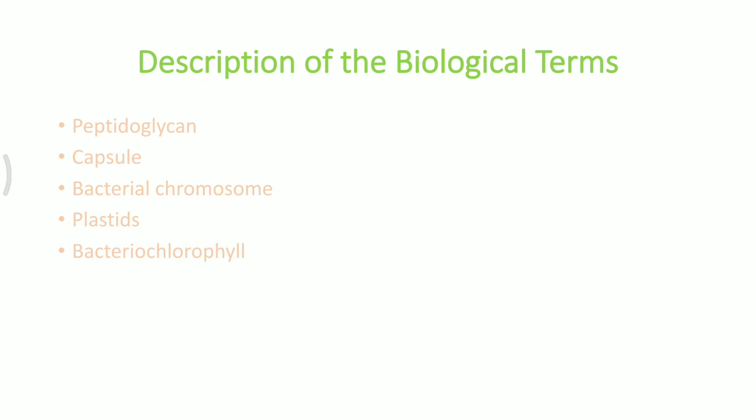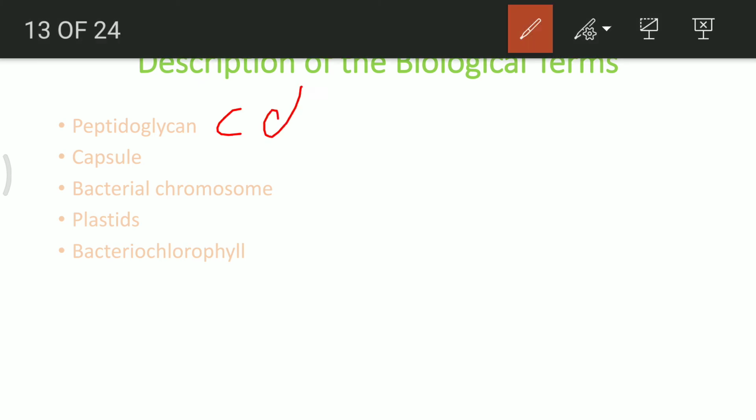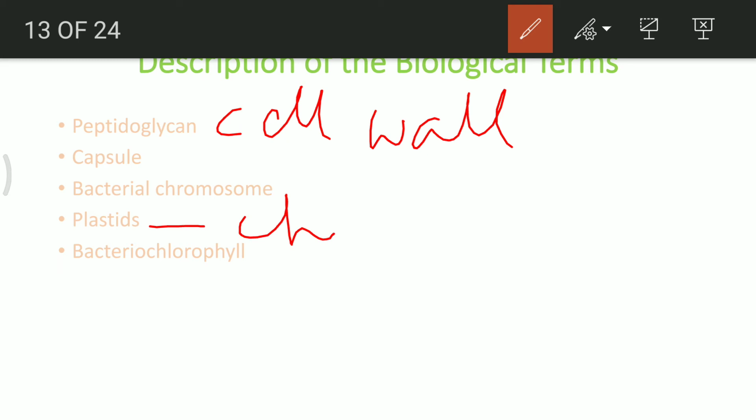And you can see these various structures which I have already discussed. Peptidoglycan is present in the cell wall. Capsule is the outermost covering. Bacterial chromosome is the nucleoid, which contains only one bacterial chromosome. And some bacteria have the presence of plastids, that is bacteriochlorophyll, or a chloroplast kind of structure, which is capable of the autotrophic mode of nutrition and forming food by its own.